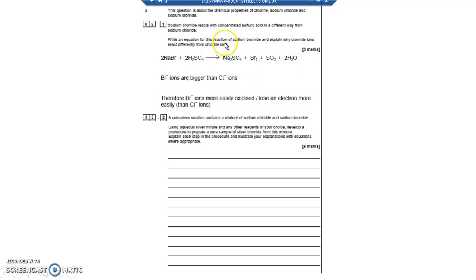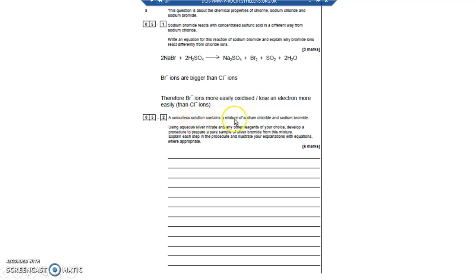Why do bromide ions react differently from chloride ions? It's because they're further down the periodic table, so they're bigger, they've got more shells, and the outer electron is lost more easily because there's more shielding and they're further away from the nucleus.